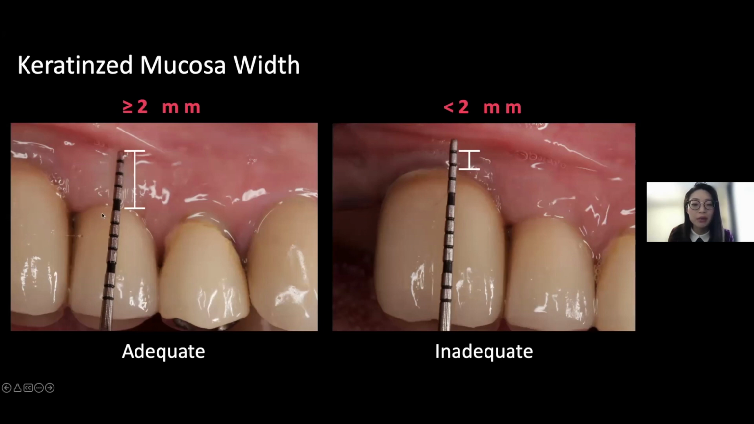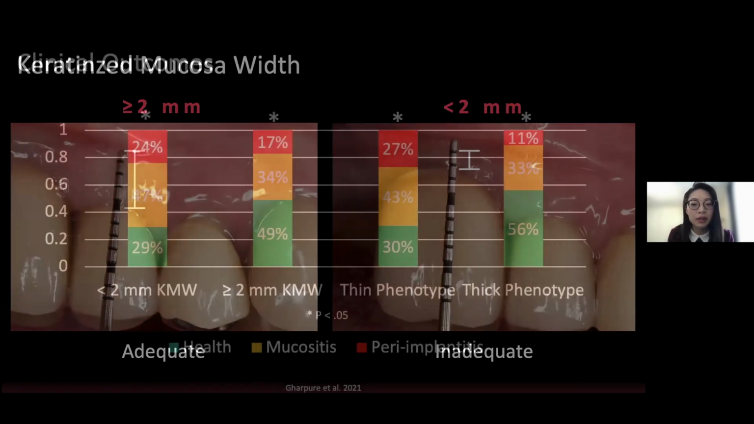And again, we measured from the free gingival margin to the mucogingival junction, as you can see here. So over here, we have what is considered adequate keratinized mucosa width of at least 2 millimeters. And here we have inadequate keratinized mucosa. And interestingly enough, this is the same patient. You can just see that they're just different teeth involved. And so, you can have a localized amount of inadequate or adequate keratinized tissue, and we want to see if that's significant for the implant.